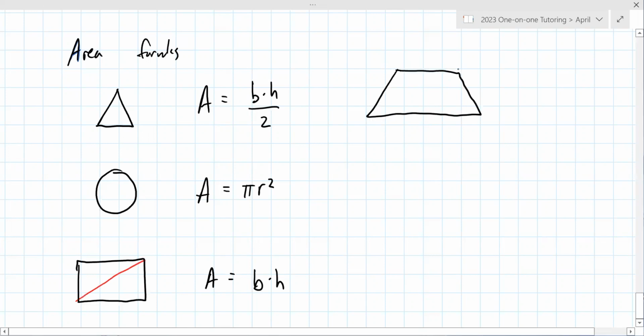What is this? Oh God, it's not a trapezoid, is it? It's a trapezoid. All right, so the formula here is base 1 plus base 2, divided by 2, times the height. And you see that a couple of different ways.